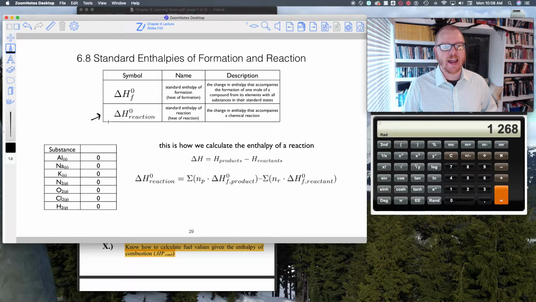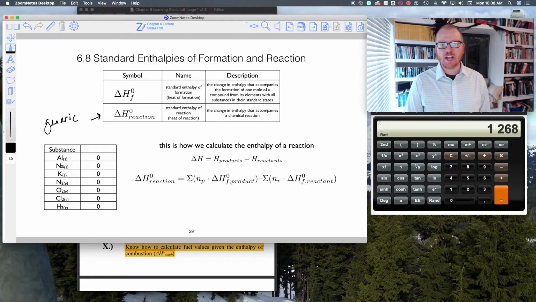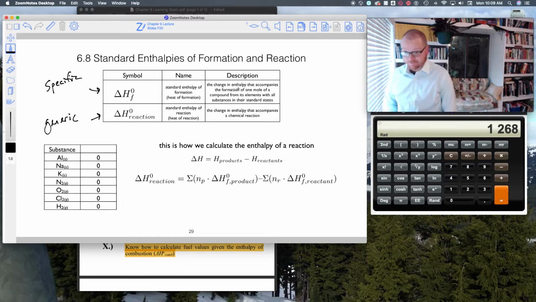The delta H of reaction can be generic for any type of chemical reaction, just the change in enthalpy that accompanies the chemical reaction. The enthalpy of formation is very specific to the change in enthalpy that accompanies the formation of 1 mole of a compound from its elements with all substances in their standard state. Okay, so that's very specific.